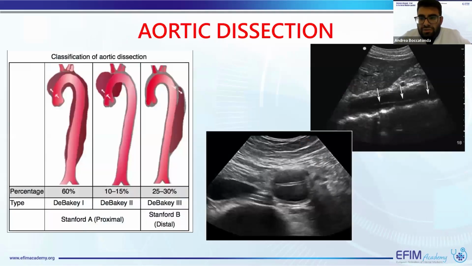The second life-threatening situation is obviously the aortic dissection, and in particular referring to the DeBakey or Stanford classification, the DeBakey 1 and the DeBakey 3 classification. There could be extension to the abdominal aorta, and the main ultrasound finding is the presence of the so-called intimal flap that can be visualized as this hyperechoic layer inside the lumen of the aorta.